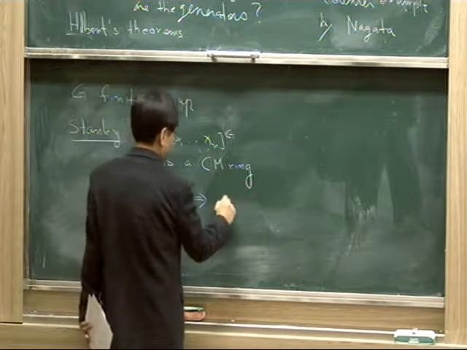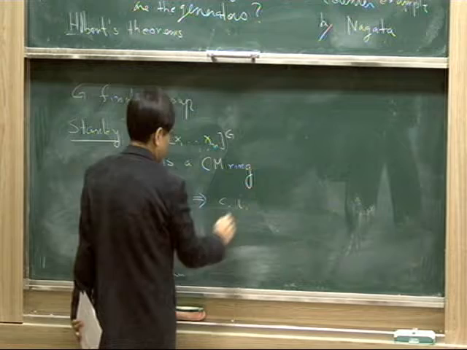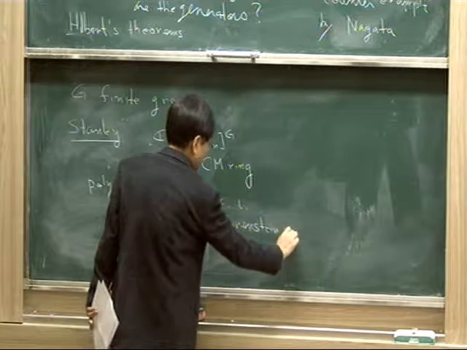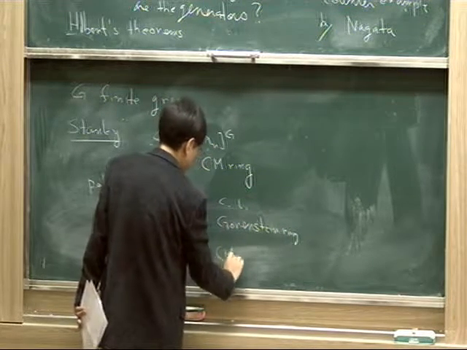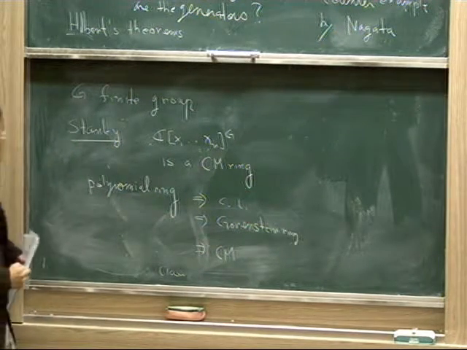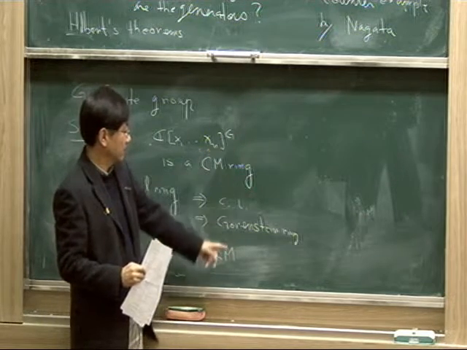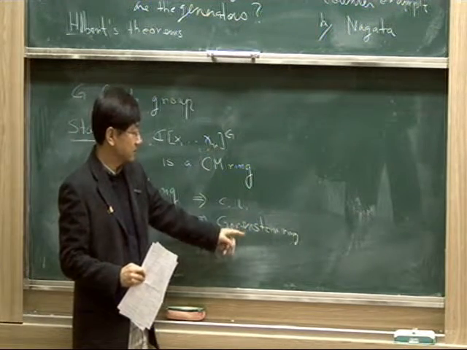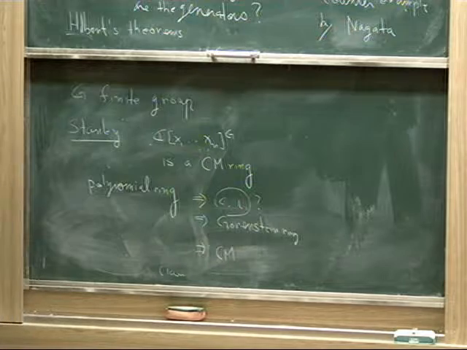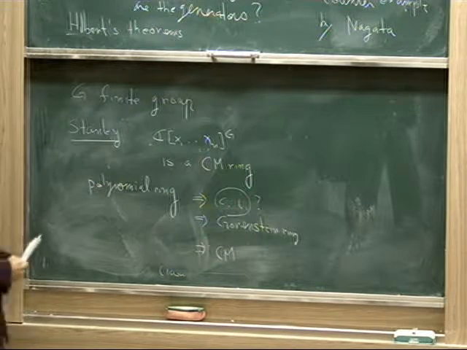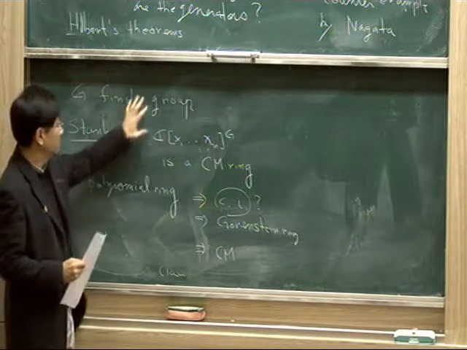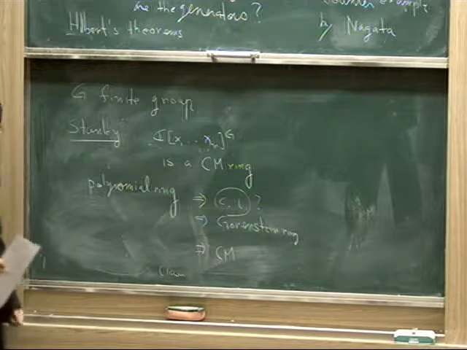Polynomial ring implies complete intersection, complete intersection implies Gorenstein ring, and Gorenstein ring implies Cohen-Macaulay ring. So in this case, Cohen-Macaulay is known. The Gorenstein case is also known, for G a subgroup of GL_n corresponding to the SL group. But when it is a complete intersection is unknown here. There are also problems in combinatorics related to this invariant ring. Actually, Stanley applied this invariant theory to combinatorics.